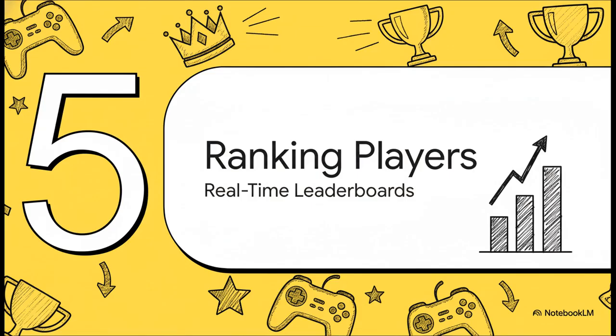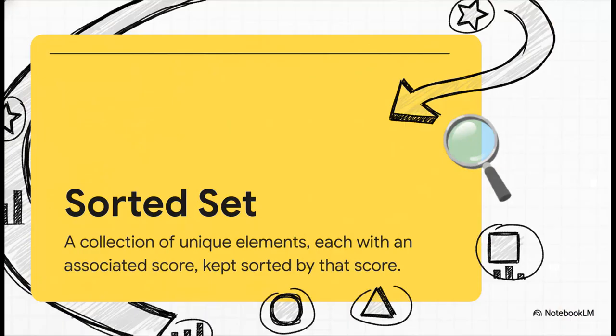For our final use case, let's talk about something fun, building a real-time gaming leaderboard. You need to be able to instantly show the top players, ranked by their scores, and keep it updated constantly. That sounds tricky? Well, the fundamental data structure that makes this possible is that Redis sorted set I mentioned earlier. It's a collection of unique items, but here's the key. Each item has a score associated with it, and the entire set is always kept sorted by that score, automatically.